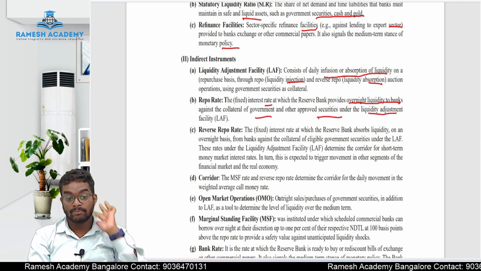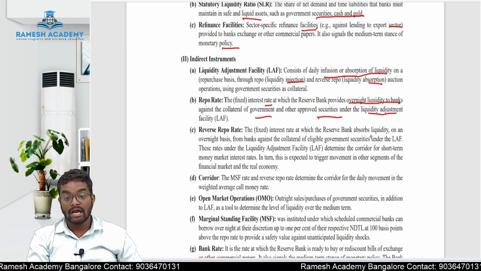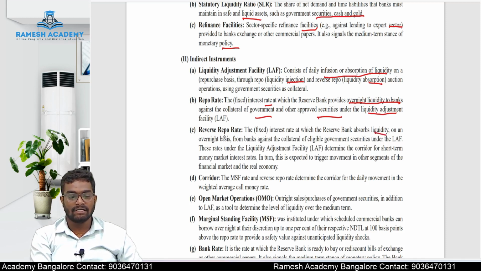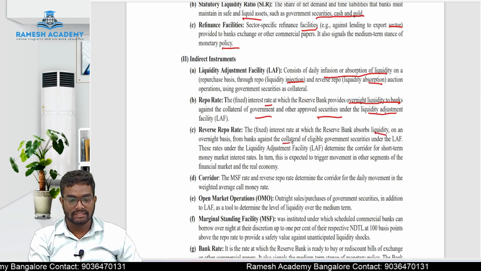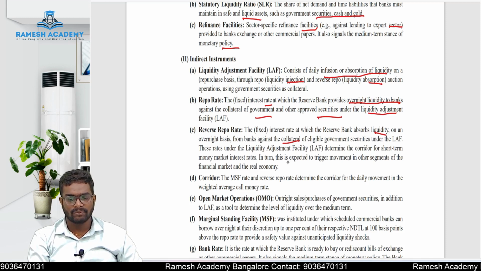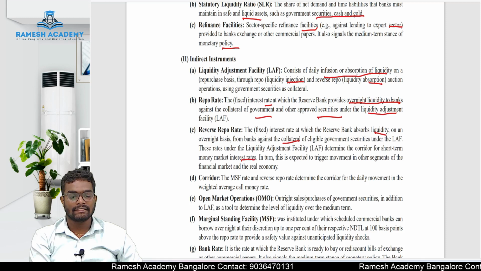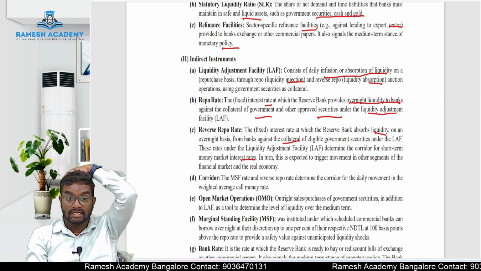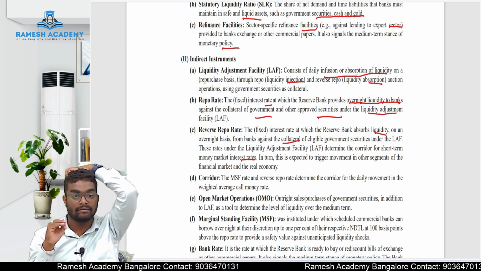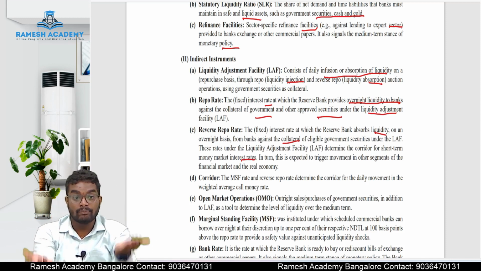Reverse repo rate. So reverse repo rate is the rate at which RBI absorbs liquidity on an overnight basis from the banks against the collateral of eligible government securities under the LAF. This rate under the liquidity adjustment facility determines the corridor for short-term money market interest rate. This is where RBI will take a loan from the bank. In this sense, RBI will absorb the excess liquidity.